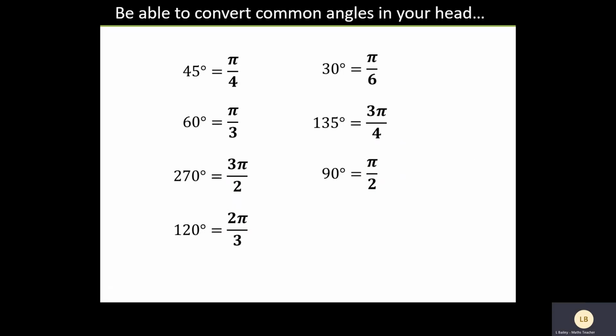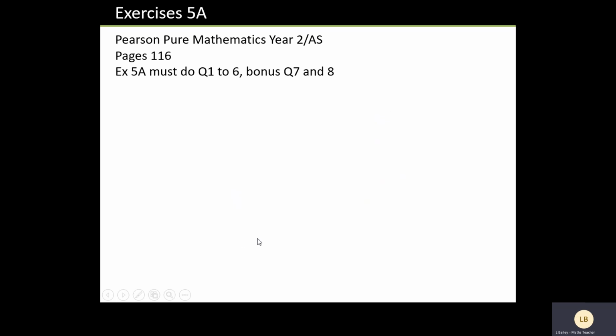Okay, you'll always be able to use your calculator, but obviously it'll be much quicker if you can do these in your head. That is the first section from the textbook, exercise 5A. So I'm going to stop this video now. And if you could have a go at 5A, you've got to do questions 1 to 6. And the bonus questions that you should try to do also are questions 7 and 8.